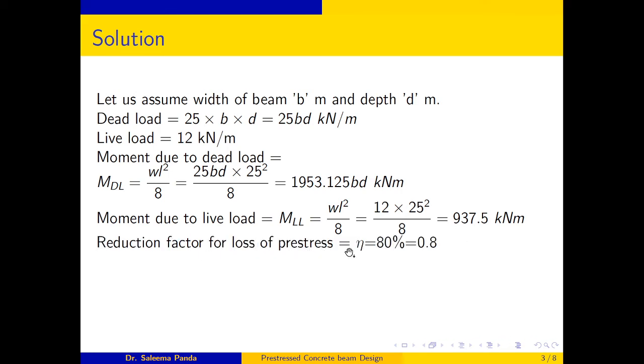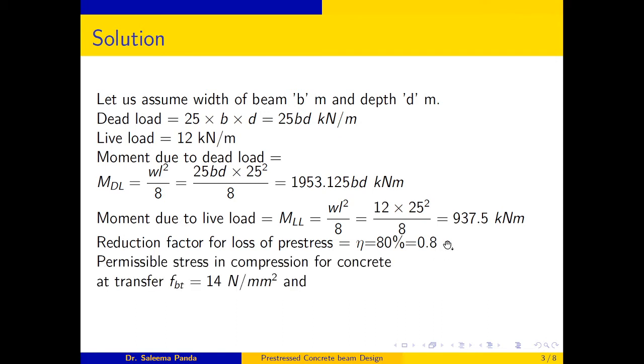Reduction factor for loss of pre-stress, eta, is 80% because 20% is the loss of pre-stress, so 100 minus 20 is 80%, so we'll get 0.8. Permissible stress in compression for concrete at transfer is given as 14, so I'm using the variable FBT. In books, if you refer to Krishna Raju and others, they have used FCT. I have used FBT. You can also refer to my other video, where I have given the link with the derivations and where I have used this variable. So the same variables are used in this video also. At working, it is FCW, 12 Newton per mm square.